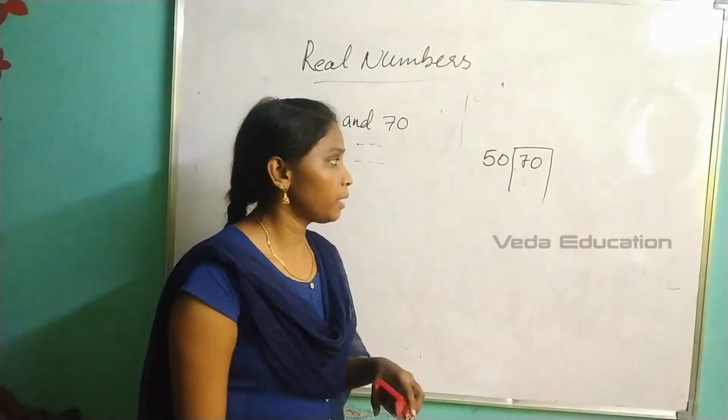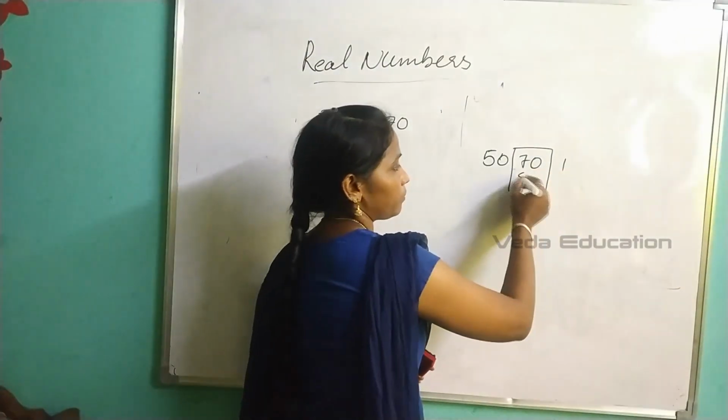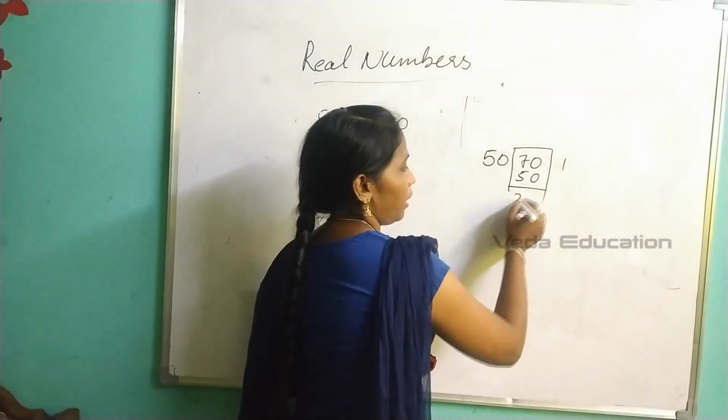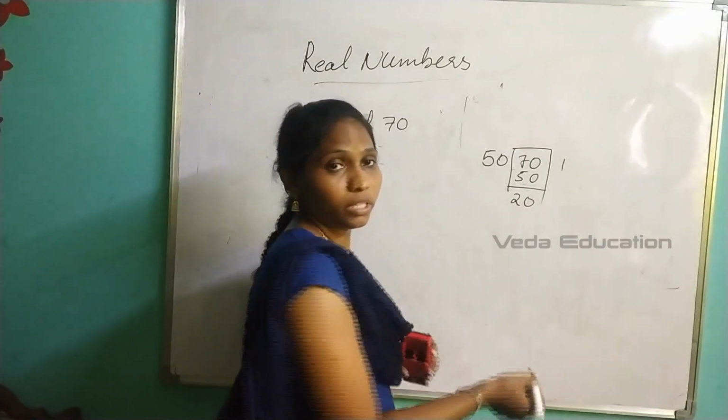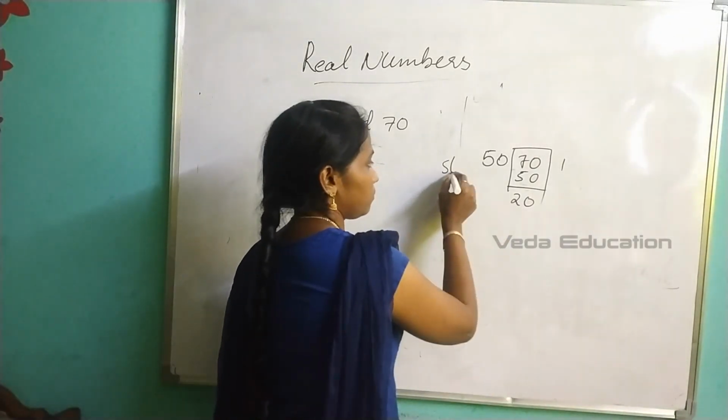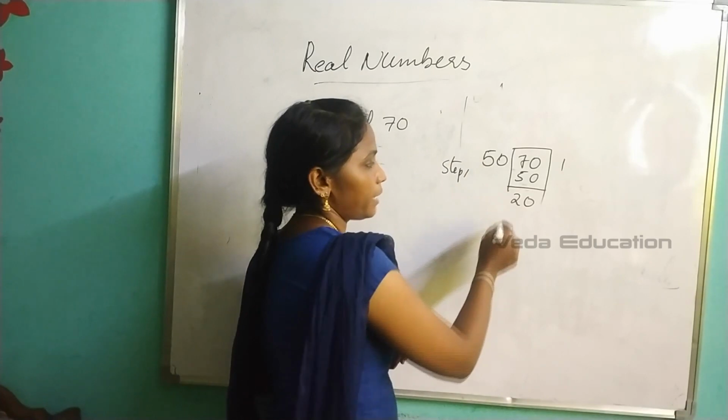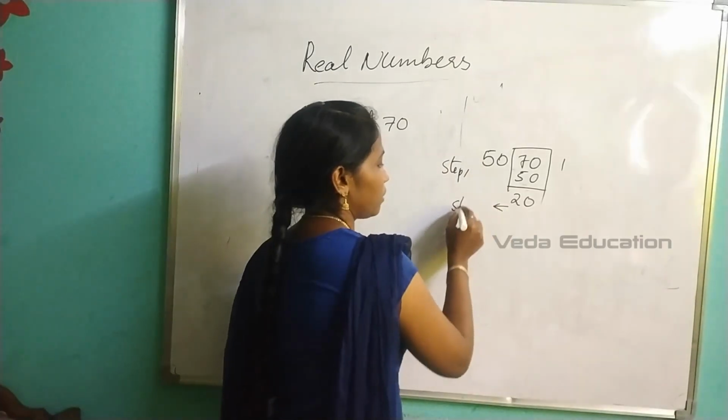Okay, in how many times it will cancel? One time. And what is left? 20. Is it divisible by 50? No. So after this step, this is step 1. Now second step. This is second step.